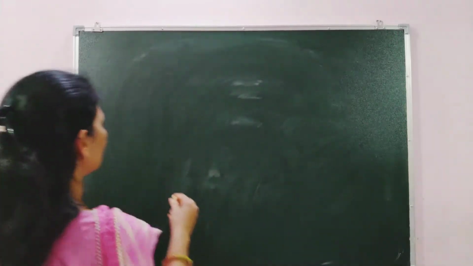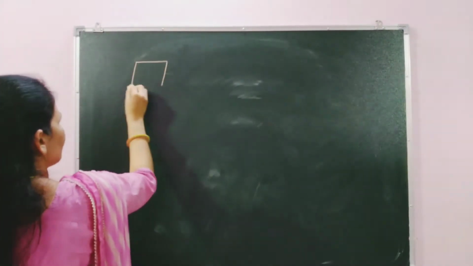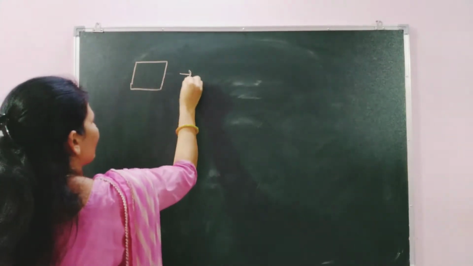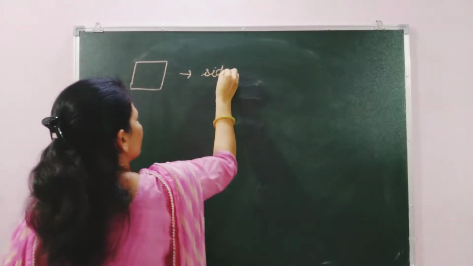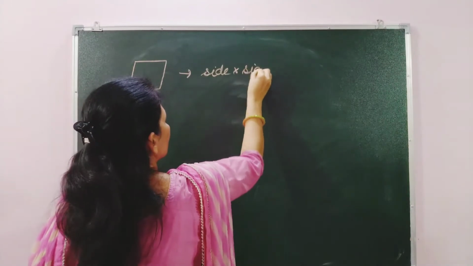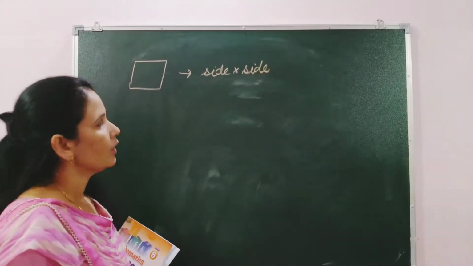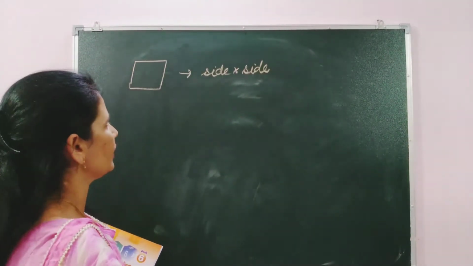So first we start with the area of square. As we have already discussed, area of square is side multiply side. Okay, this is the formula of area of square, side multiply by side.